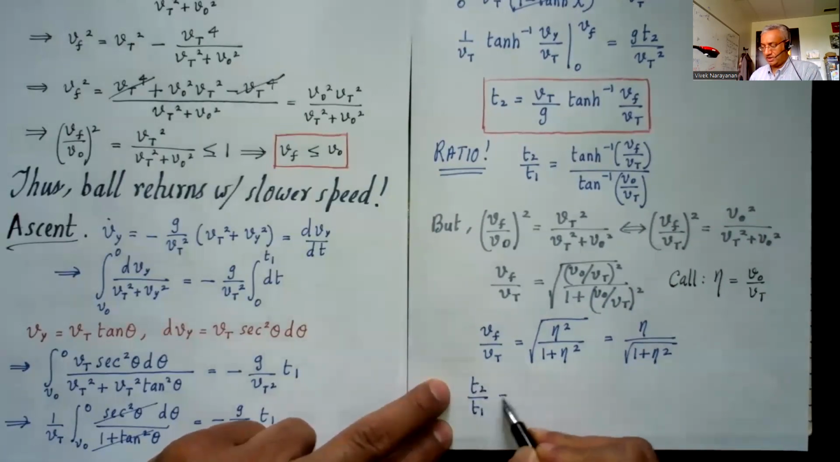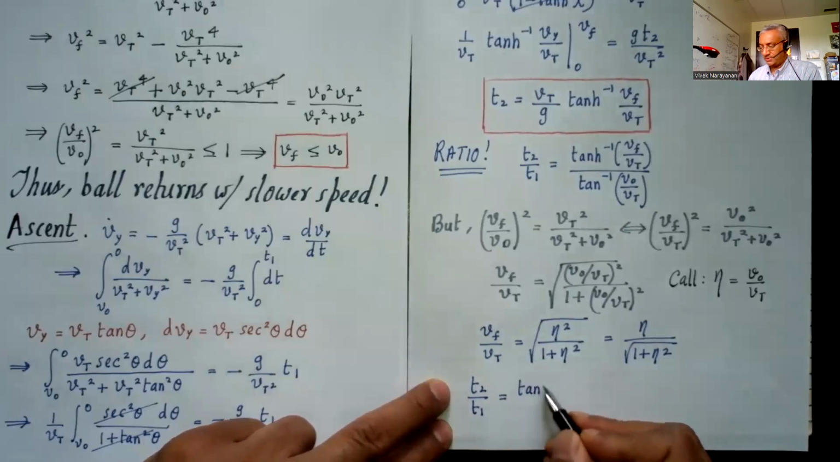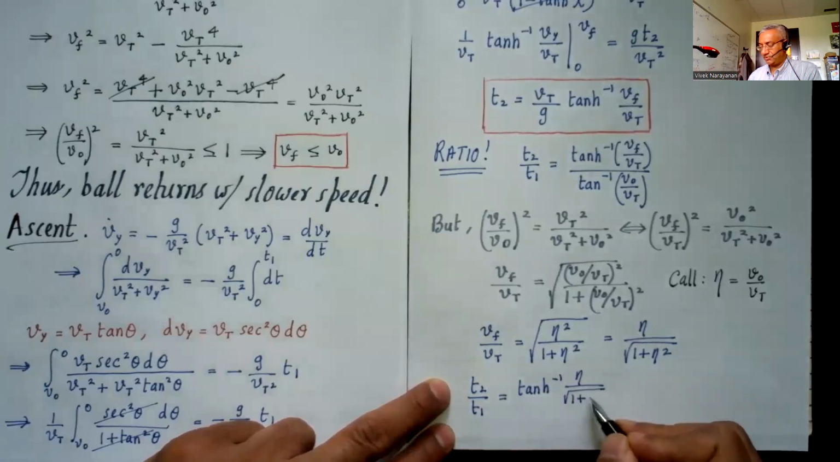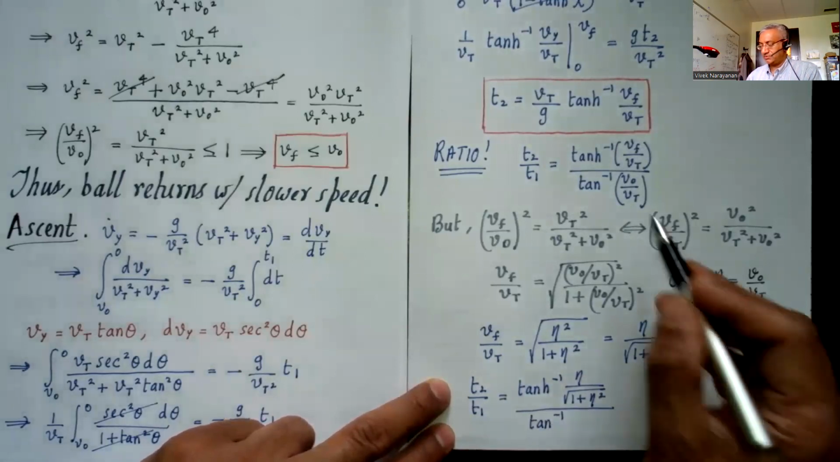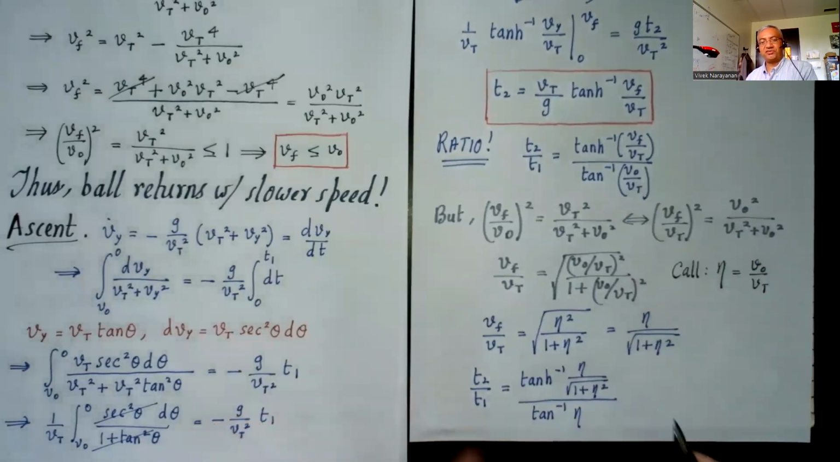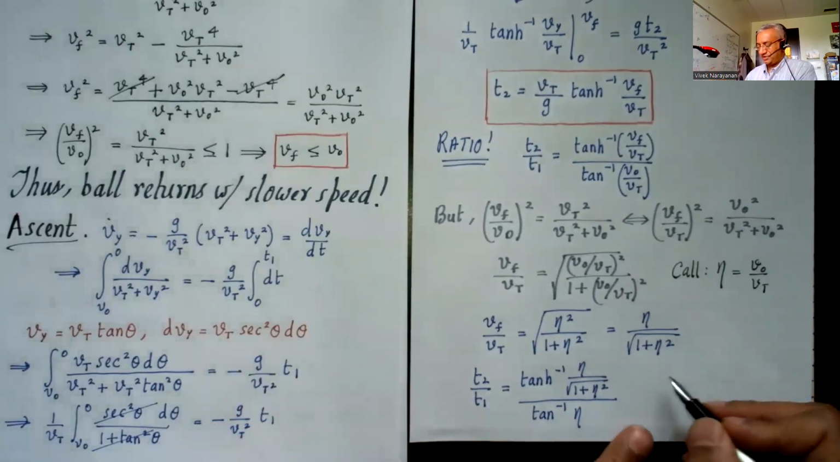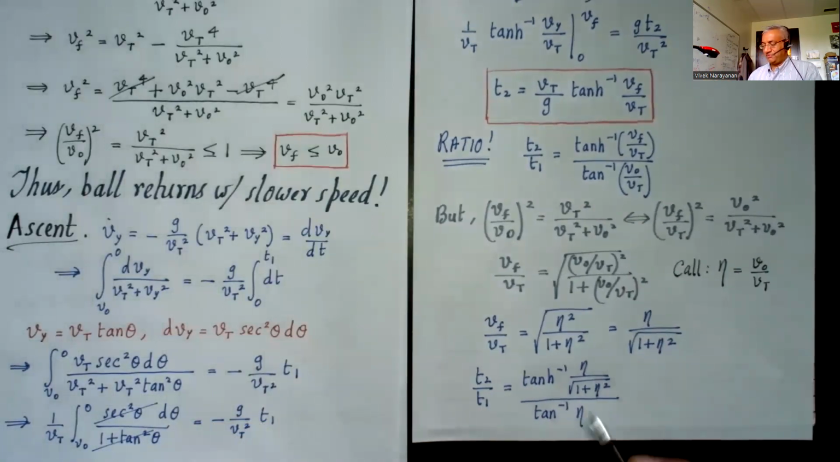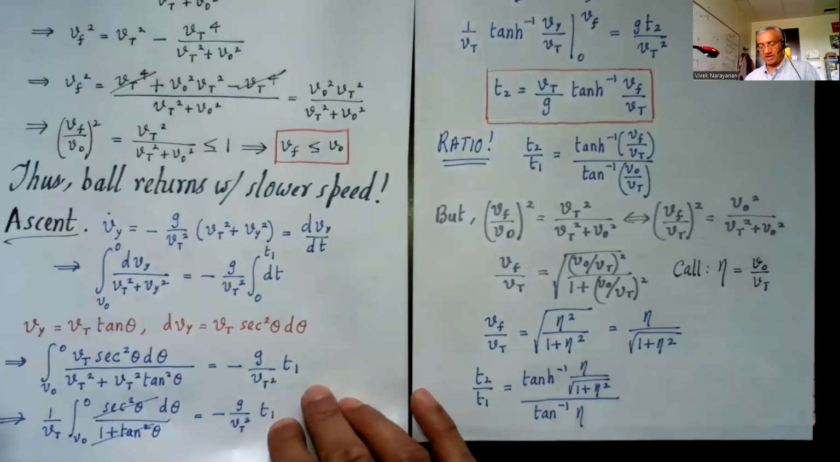T2 over T1 equals tan hyperbolic inverse of eta over the square root of 1 plus eta squared, divided by tan inverse of V naught by Vt, which is simply eta. So it boils down to comparing these two. Now, let's just suppose we don't know what tan hyperbolic inverse is. So we have to figure out a way of thinking about that.